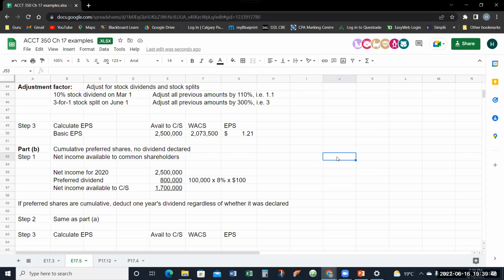So preferred dividend, you subtract in this case. Why? Because the preferred shares are cumulative. If they're cumulative, they could have said whatever about how much was declared, right? They could have said $400,000 was declared. You don't care. If it's cumulative, you need to subtract 1 year's dividend. You've got to be very, very, very sharp here. Can't allow yourself to get confused.